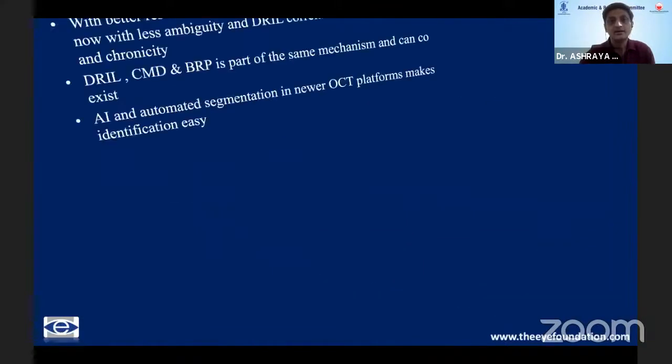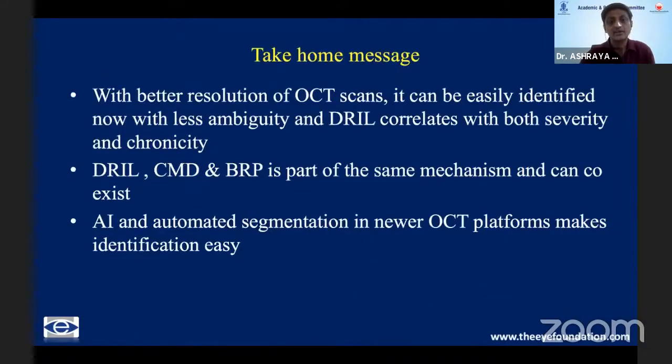My take-home message would be: with better resolution and more B scans being added to the OCT apparatus, DRIL can easily be identified with less ambiguity. DRIL correlates excellently with severity and chronicity, and all these things are part of the same mechanism. With improved automated segmentation and AI, this can be of more use in the coming days. Thank you.